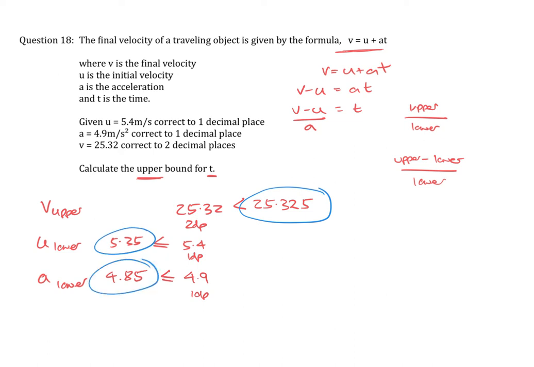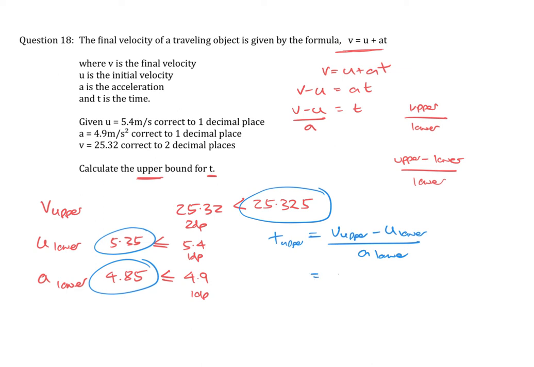So I now want to finish this off. So my T upper is going to be equal to my V upper minus my U lower divided by my A lower. You don't need to write that line in, but I'm just putting it in there just to hopefully make it a little bit clearer for you.